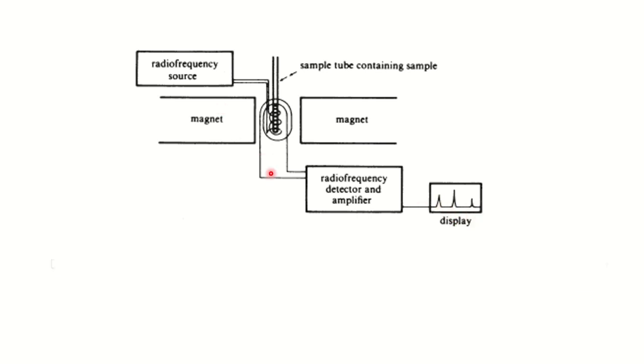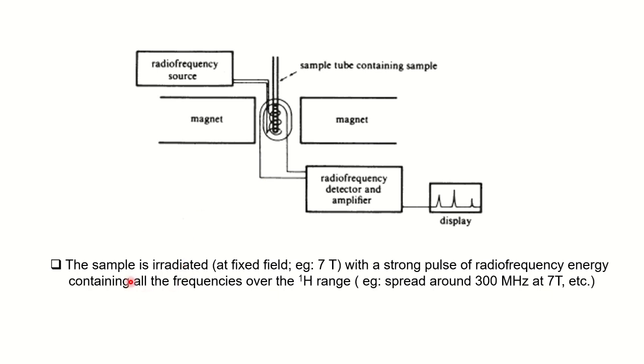So very basic system. Here you can notice what are the steps involved. The sample will be irradiated at a fixed field with a strong pulse of radio frequency energy containing all the frequencies over the proton range. So here we are keeping the magnetic field static, which is for example 7 Tesla, and we will irradiate the sample with the range of radio frequency so that all the respective protons in that range will absorb the respective value, and will appear as a peak. Okay, so for 7 Tesla it is around a 300 megahertz instrument.